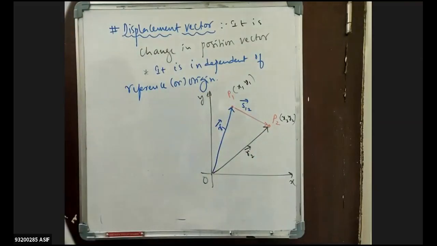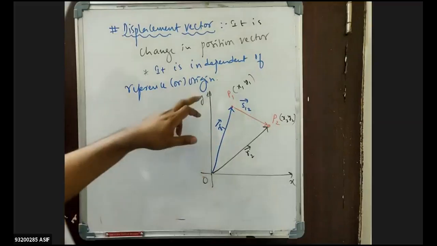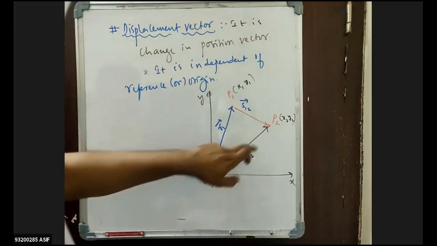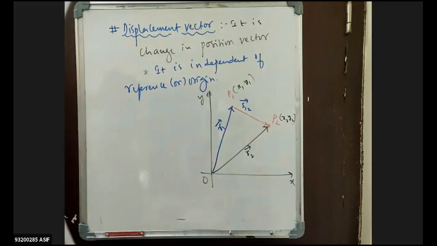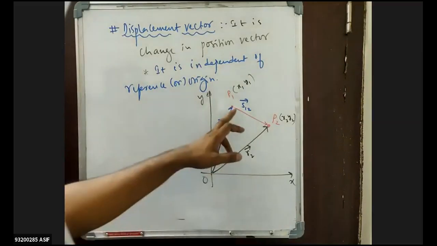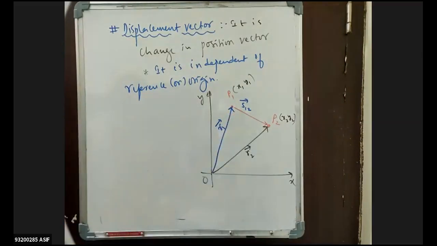So what is R1? R1 is the first position vector when it is at P1. R2 is the second position vector at point P2. The line joining P1 to P2 is known as the displacement vector, and that is represented by S12 because you are going from the first point to the second point, from P1 to P2. That is the reason I have represented displacement from 1 to 2. I hope you are clear with this one.